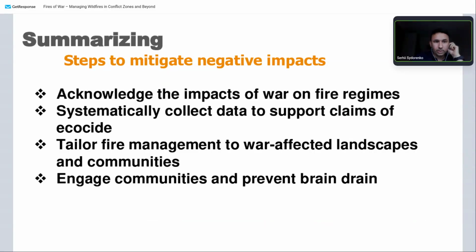And just to summarize all the steps to mitigate negative impact. I missed one of these.